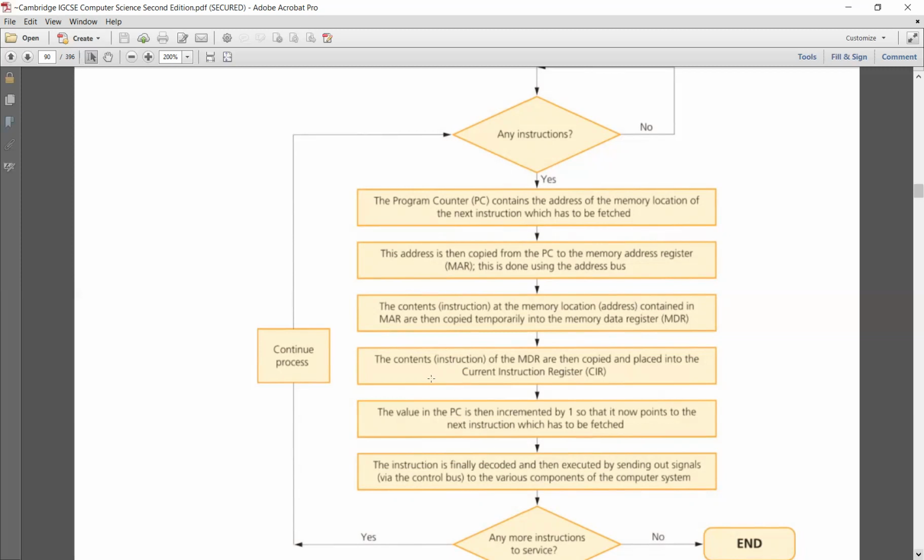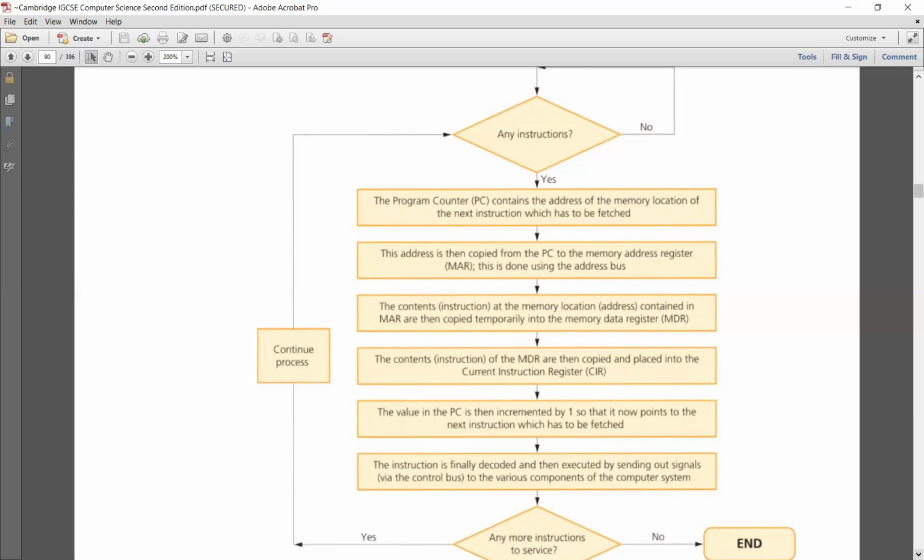Then you can see the contents of the MDR are copied and placed into CIR. The next stage is CIR is holding the contents of the MDR. And lastly, the PC value is incremented by 1. As the name implies, counter, if you recall it from your own programming, normally means counting, and here it will increase by 1.